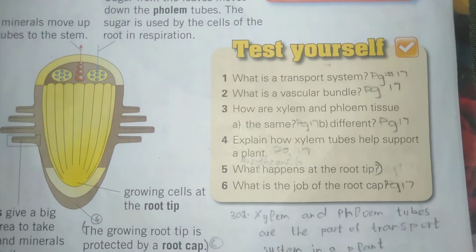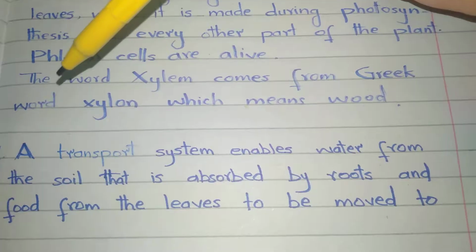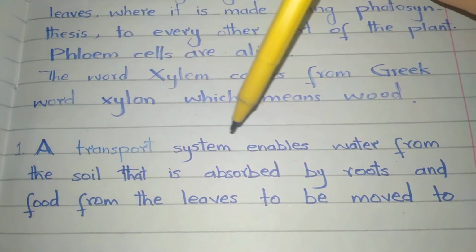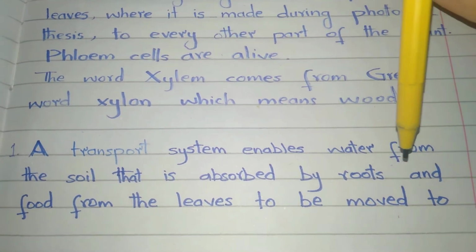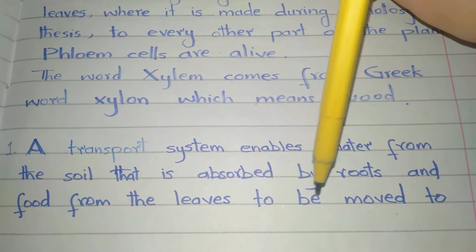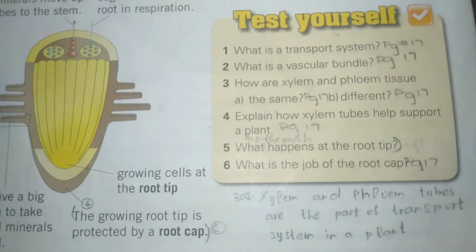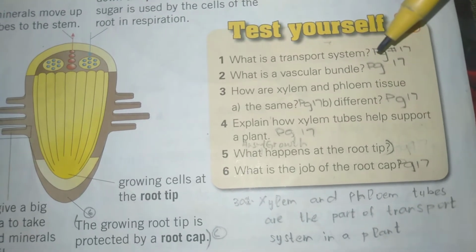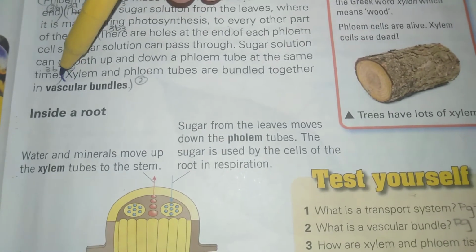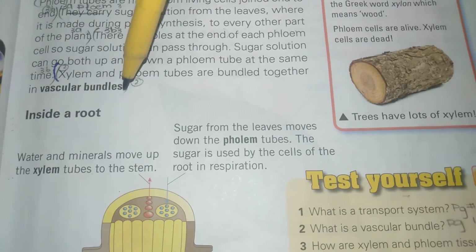Next we have to do test yourself. Question number 1. What is a transport system? The answer is, a transport system enables water from the soil that is absorbed by the roots and food from the leaves to be moved to the rest of the plant. Question number 2. What is a vascular bundle? The answer will start from this line. Xylem and phloem tubes are bundled together in a vascular bundle.